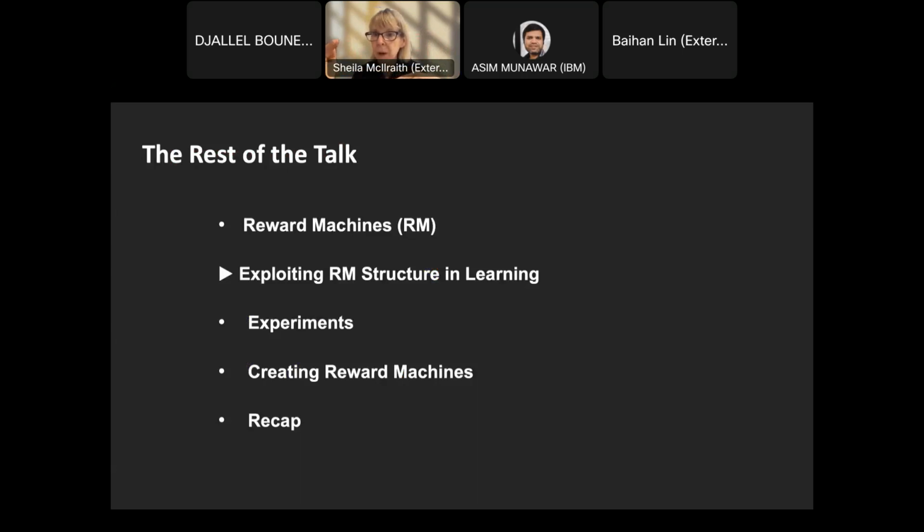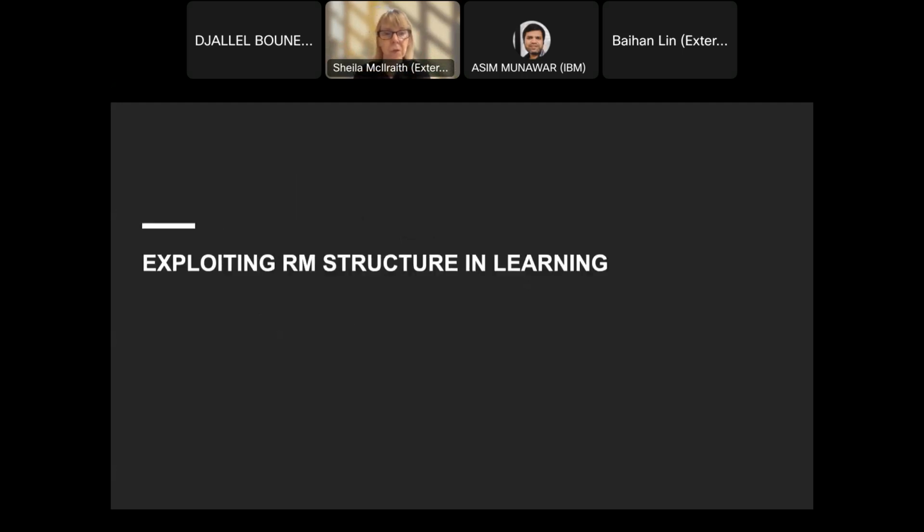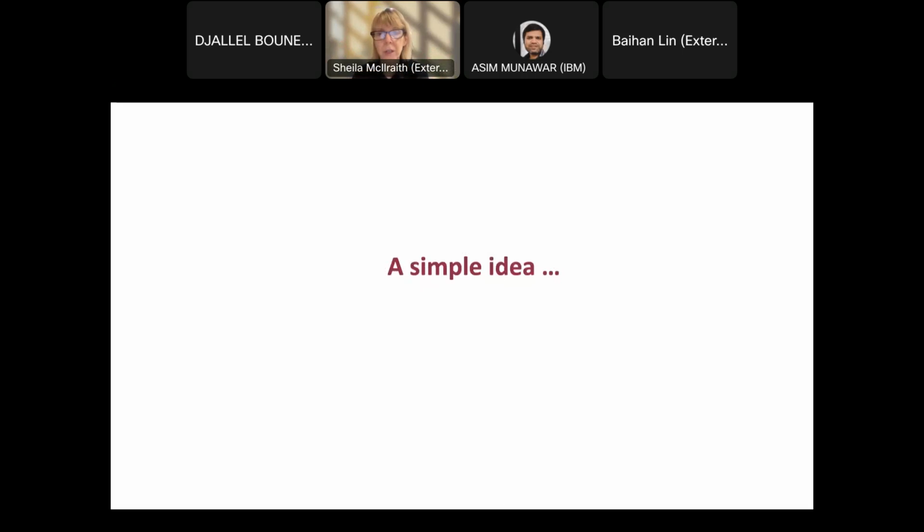But remember, my premise was that we can exploit the syntax and semantics of these formal languages in order to learn and remember. And so I want to talk about that next. In particular, I want to talk about how we learn with these automata structures. So: exploiting reward machine structure in learning.